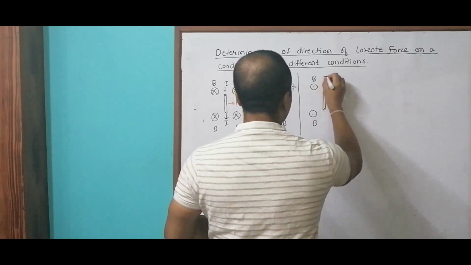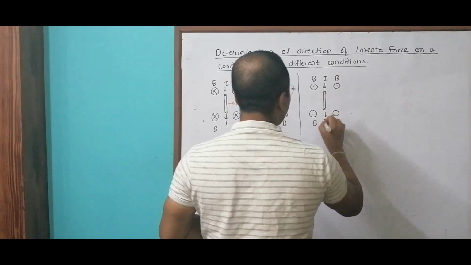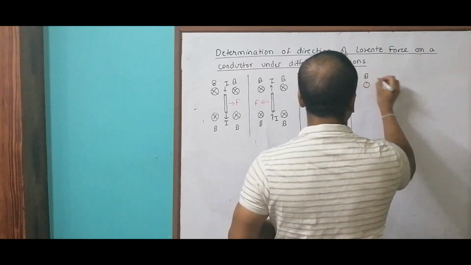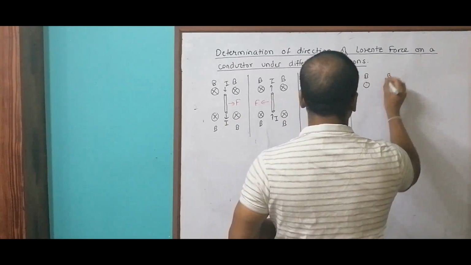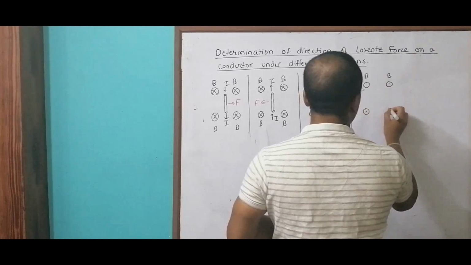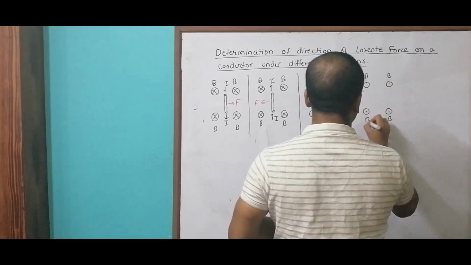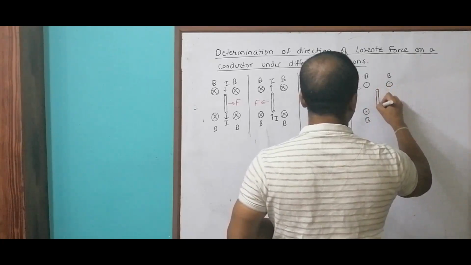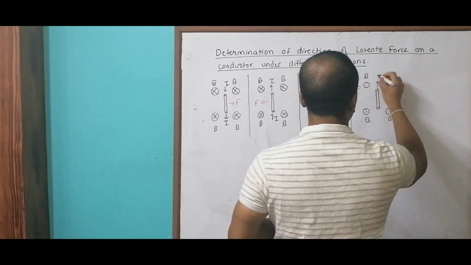So this is the current. Again here also, let me draw another one also. Magnetic field towards the observer, B. Then this is again B, B, B. And the current is I.